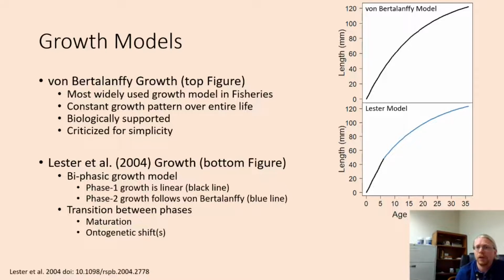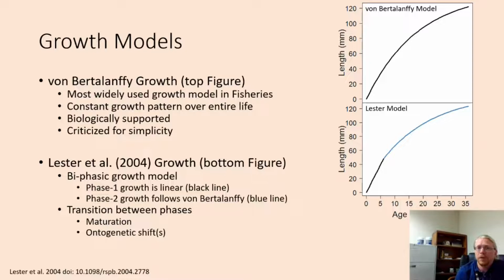If we take a look at the figure over on the right, this would be the top panel. On the vertical axis, we have length. On the horizontal, we have age. And as you can see with the von Bertalanffy model, it is just this nice smooth curve over the entire life.